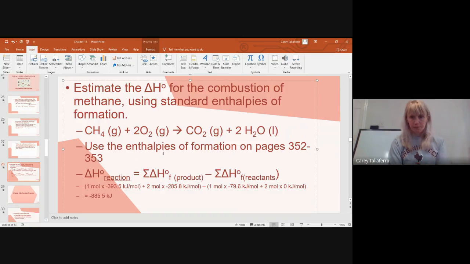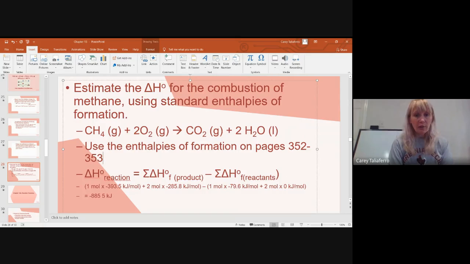So I'm going to sum up my products. Then to get my change in enthalpy, I'm going to sum up my reactants as well, and I need the change. How much energy is exchanged in this process? So I'm going to take my products, add them all up, subtract that from the sum of my reactants. So here we go.